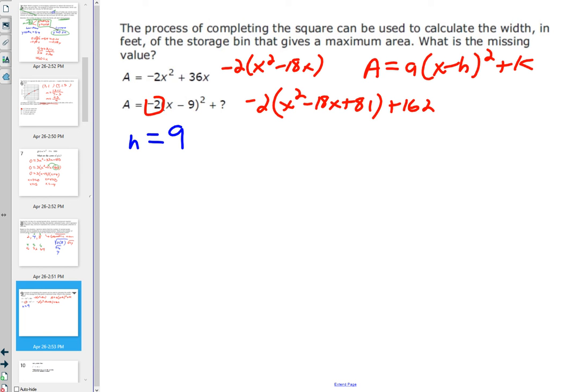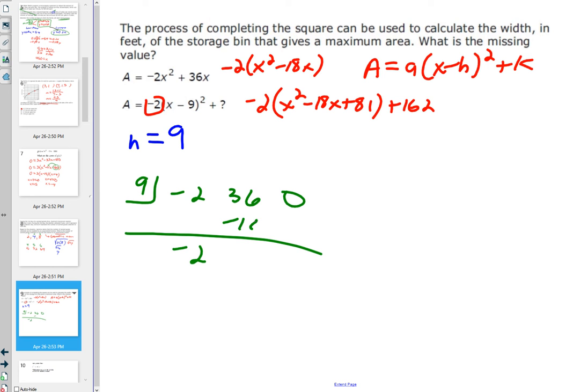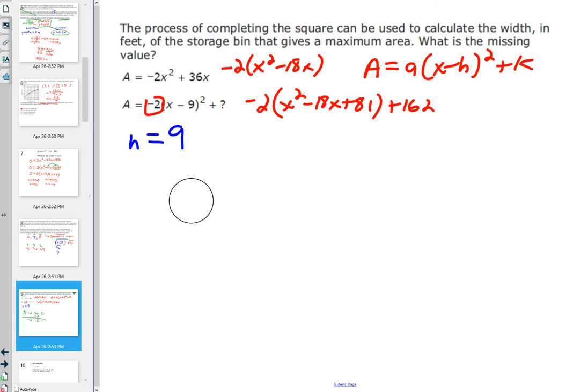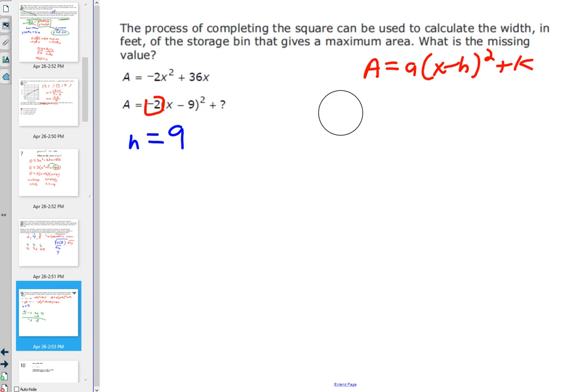Do me a favor, can you guys check to see, tell me what 18 times 9 is. Is it 162? Okay, perfect. And you know what? Forget all this nonsense. You just keep it easy, how it was before.